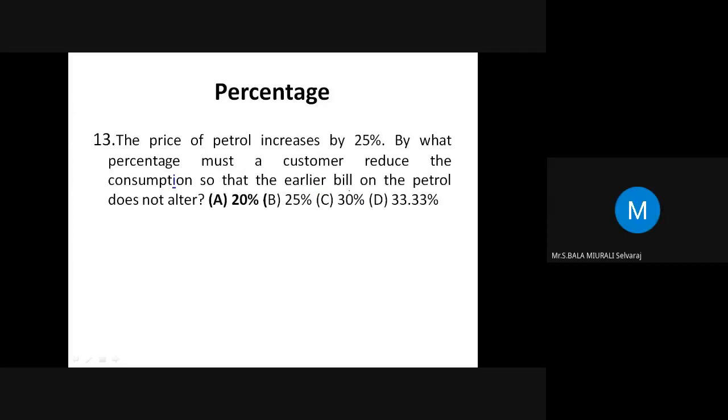Okay. The price of petrol increases by 25%. By what percentage must a customer reduce the consumption so that the earlier bill on the petrol does not alter? Okay, frank question. How many of you do budgeting for your home? Monthly budget? How many of you are doing a monthly budget? You can easily answer this. No one is doing a monthly budget?